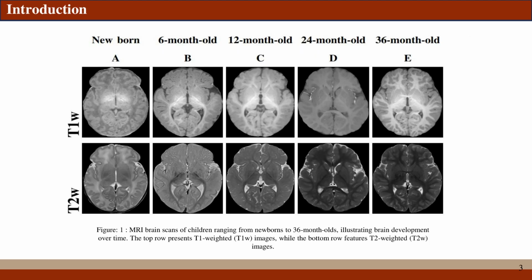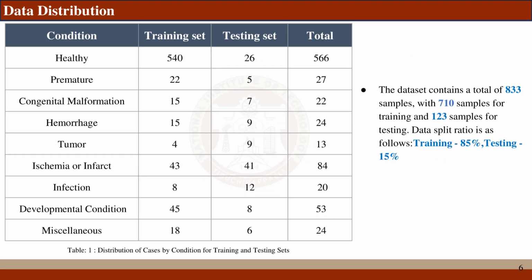As you know, myelination is a vital process in brain development where a protective sheath forms around the nerve fibers, improving the speed of neural signal transmission. Here you can see two sets of data from T1-weighted and T2-weighted MRIs of newborn, 6-month-old, 12-month-old, 24-month-old and 36-month-old infants. We would like to predict the myelination of these brain images. This is the data distribution: we have a total of 710 samples for training and 123 samples for testing.